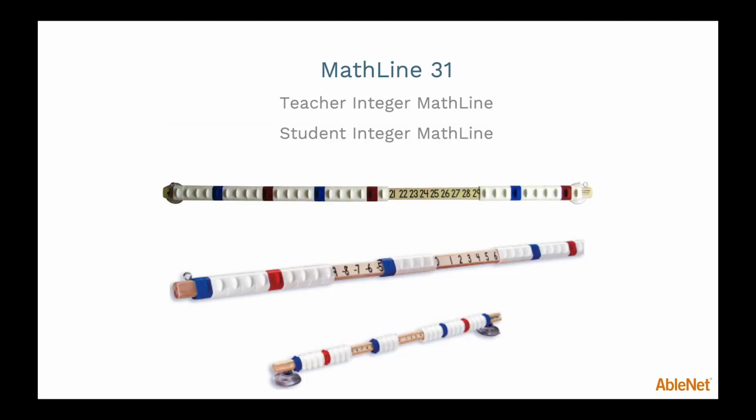There are 3 different math lines that are included in the manipulative kit. There is the math line to 31, which is a basic math line from 0 through 31. And then there are 2 integer math lines, a teacher integer math line, and a smaller student integer math line. The tabs on the math line are all the same size, which makes them accessible for students. The size of the tabs also accommodates many manipulatives that are included in the kit. The integer math line contains positive and negative numbers with a peg at 0.